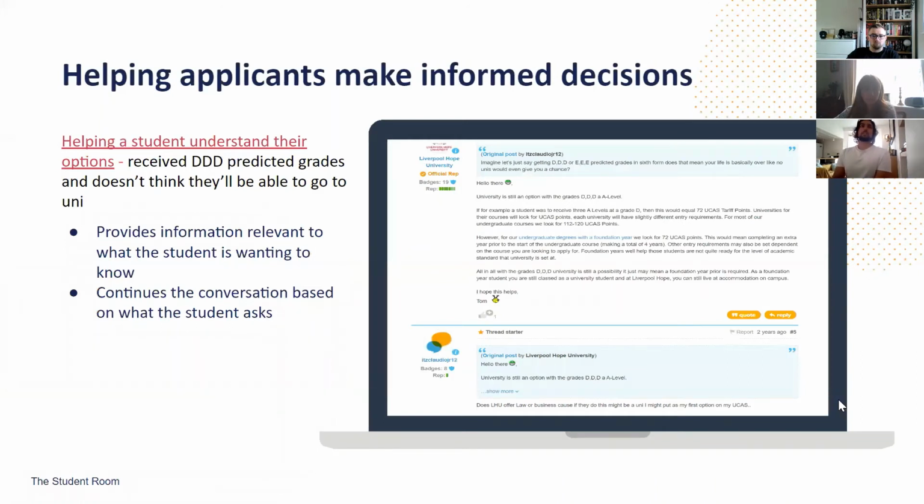So what I'm going to do now is run through some best examples on how to respond to users over clearing across all platforms. This example here comes from a Liverpool Hope University official rep. What they do here is help the student understand their options. So they received triple D predicted grades, and they don't think they'll be able to get into university. I think what's good about this response is that they just provide information that is relevant to what the student is wanting to know. And they continue the conversation based on what the student is asking. So they've clearly answered the question correctly, which is very important when responding to students at this important time of year.